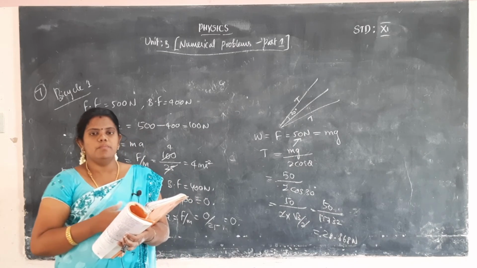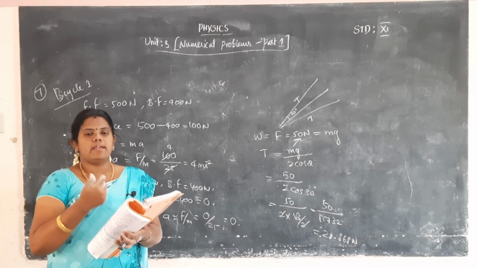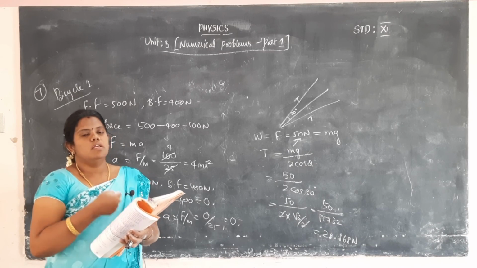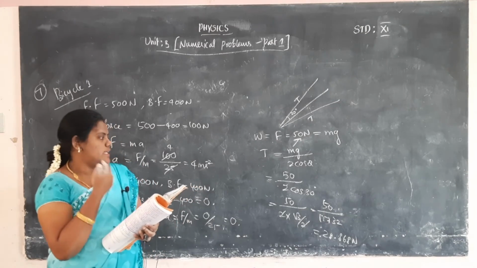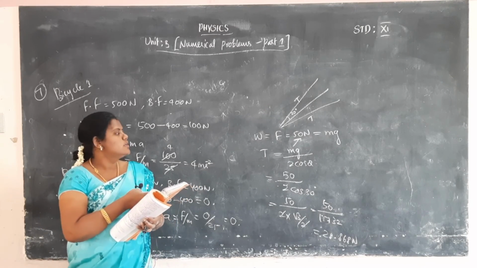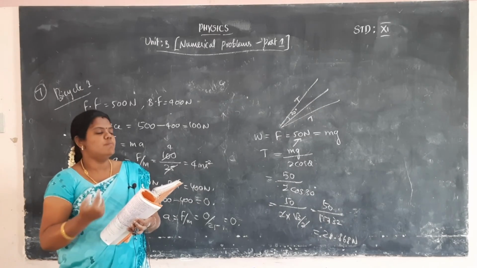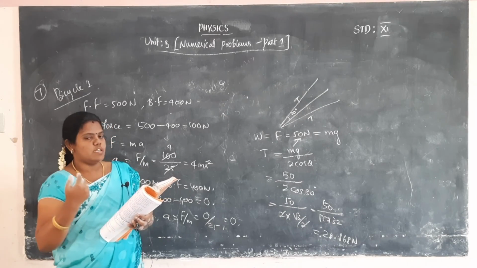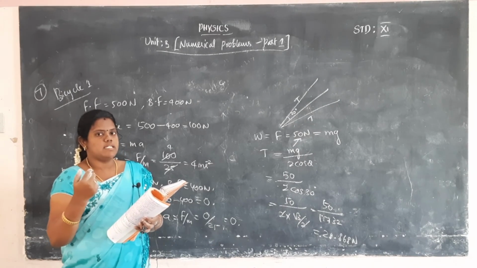And 8th problem, by applying Lami's theorem, we easily calculate the tension acting on the string in the slingshot. So what's the formula to calculate the tension acting on the slingshot? T is equal to mg by 2 cos theta. Substitute the weight value, substitute the theta value. So easily calculate the tension acting on the slingshot, that is 28.868 Newton.